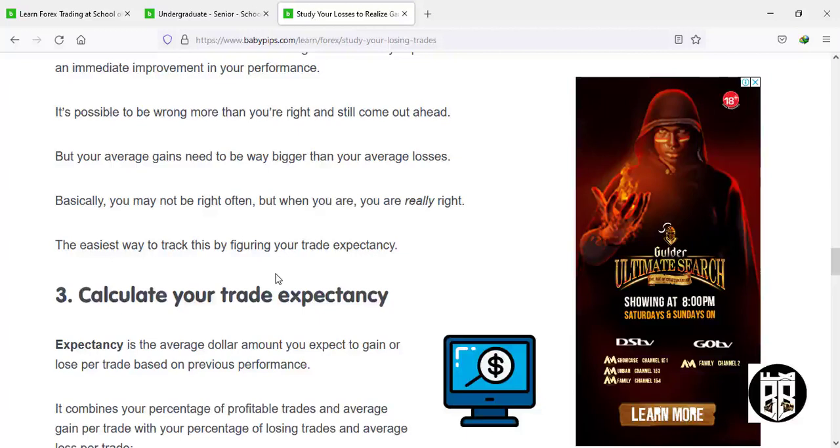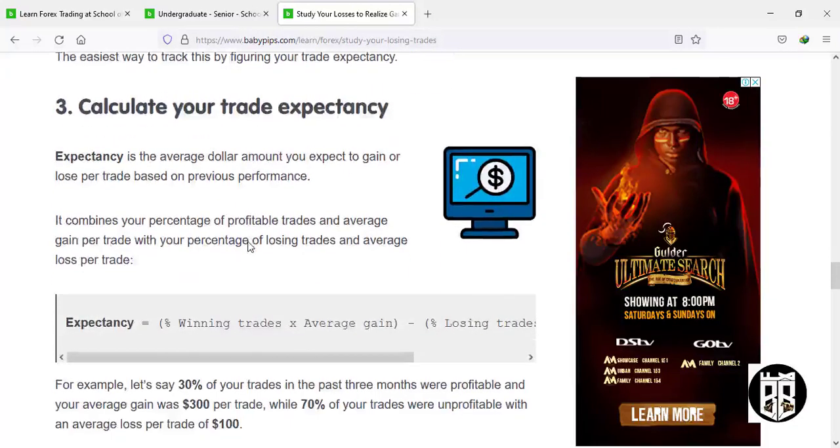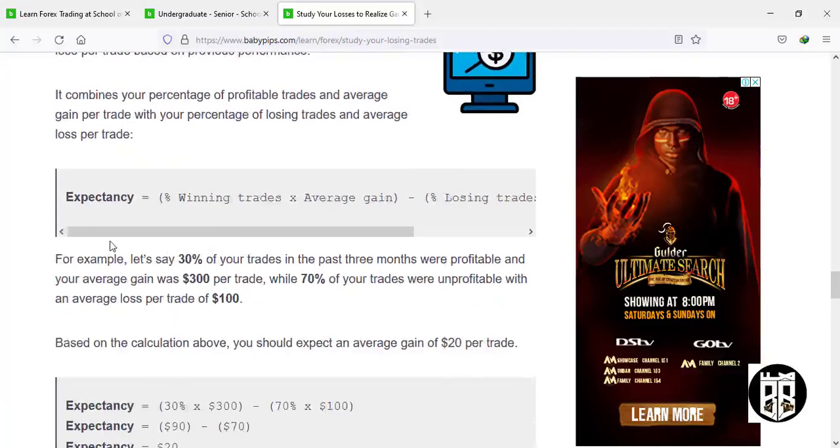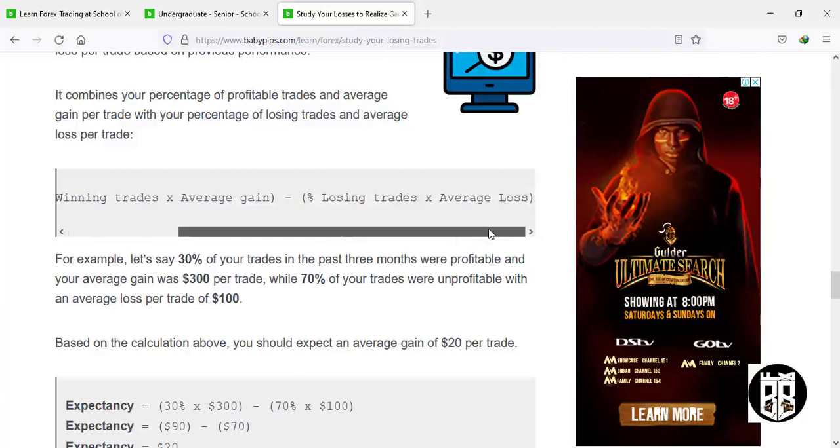Now, the easiest way to track this is by figuring out your trade expectancy. Your expectancy is the average dollar amount you expect to gain or lose per trade based on previous performances. It combines your percentage of profitable trades and average gain per trade with your percentage of losing trades and average loss per trade. Your expectancy is the percentage of winning trades multiplied by your average gain, minus your losing trades multiplied by your average loss.